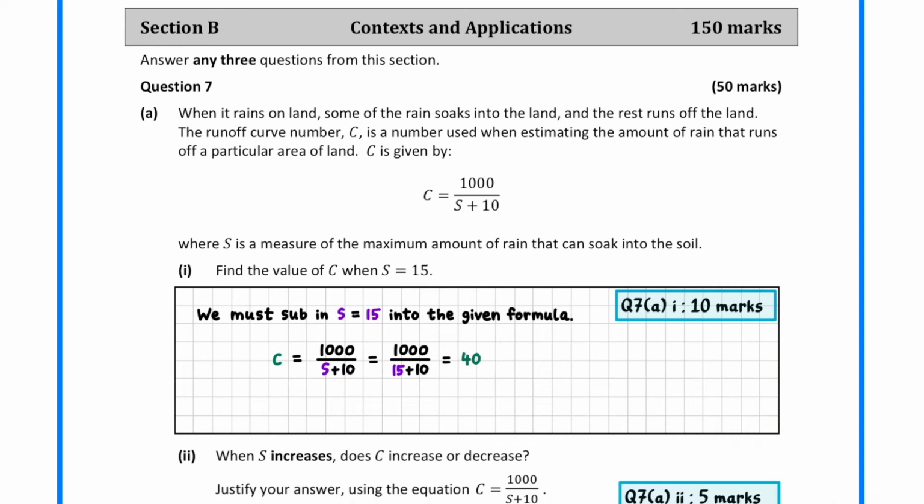In question 7a, we are given a formula which relates the rain runoff, C, with the maximum amount of soil soakage, S. In part 1, we must find the value of C when S equals 15. To do this, we replace the S with 15 in our formula, and then calculate the answer.